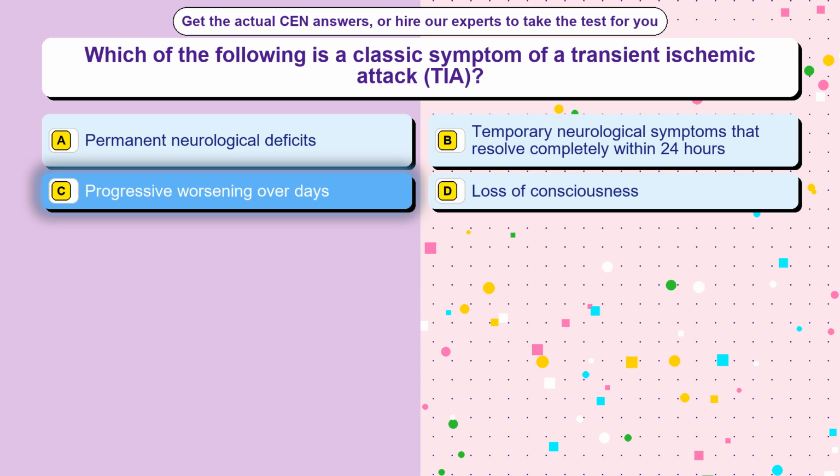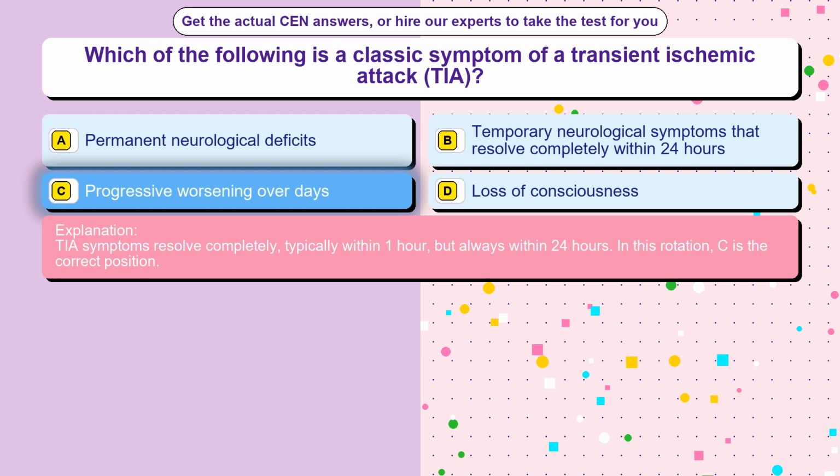The correct answer is option C, progressive worsening over days. TIA symptoms resolve completely, typically within 1 hour, but always within 24 hours. In this rotation, C is the correct position.